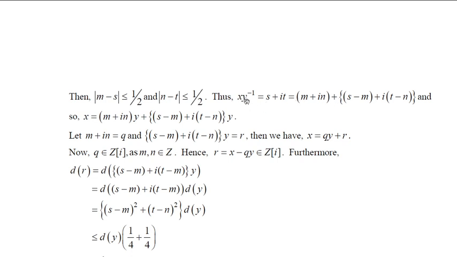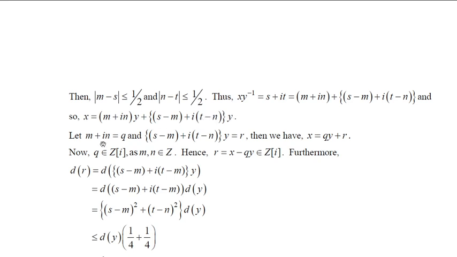Now, because y has a multiplicative inverse, post multiply both sides by y, so that y into y inverse becomes 1. So you will get x into 1, which is x. Y into this is, by distributive law, m plus in into y, and this is s minus m plus i into t minus n into y.